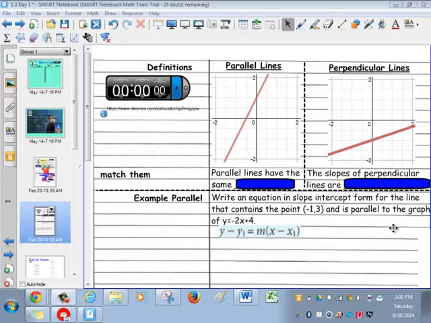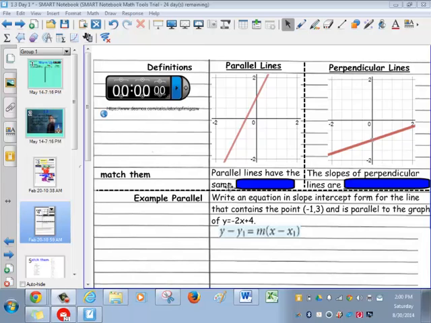Okay, on this side of your notes, we're going to start talking about parallel lines and perpendicular lines and how we can find equations of lines, linear lines, that are parallel or perpendicular to another given line. Well, let's first talk about parallel lines. Parallel lines have the same what? What do they have the same of?